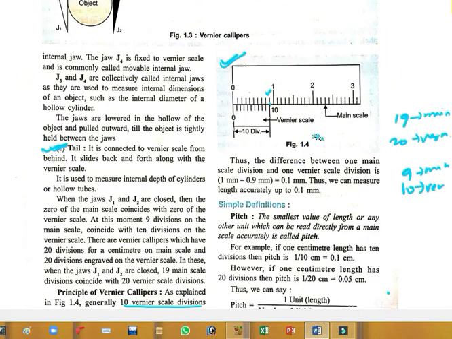Fine. So the difference between one main scale division and one vernier scale division is 1 millimeter minus 0.9 millimeter. That is, it has a precision up to 0.1 millimeter. Thus we can say we can measure a length up to 0.1 millimeter.